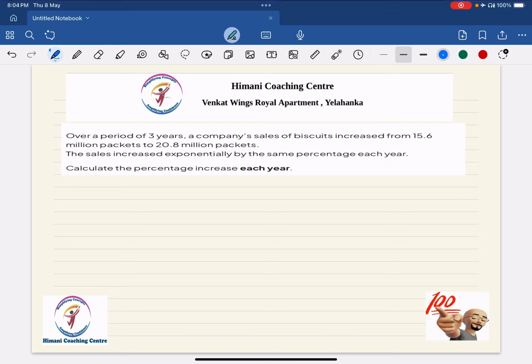15.6 million packets to 20.8 million packets. The sales increased exponentially by the same percentage each year. Calculate the percentage increase each year. So students, let us first understand what we are going to do.